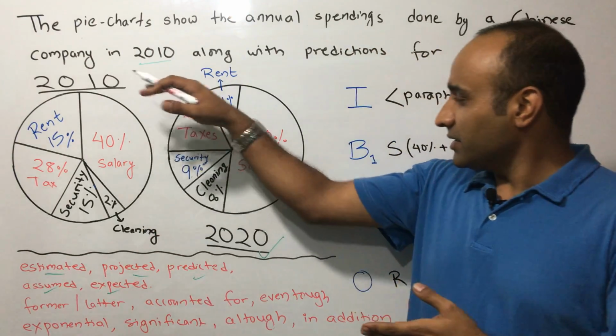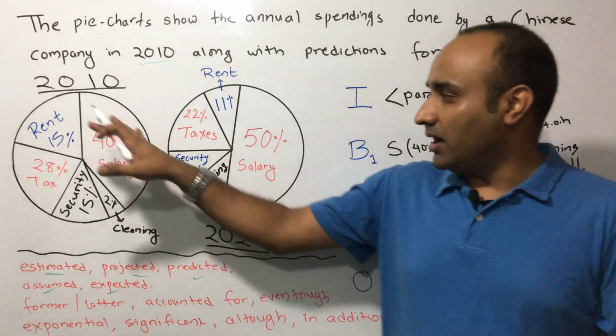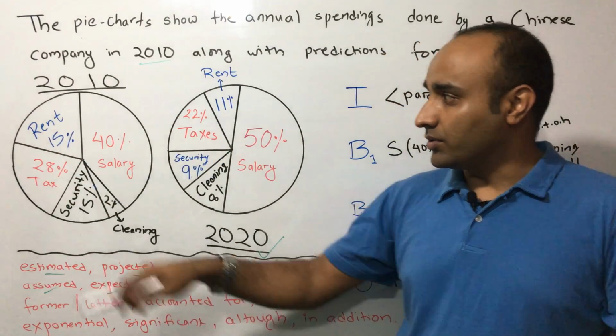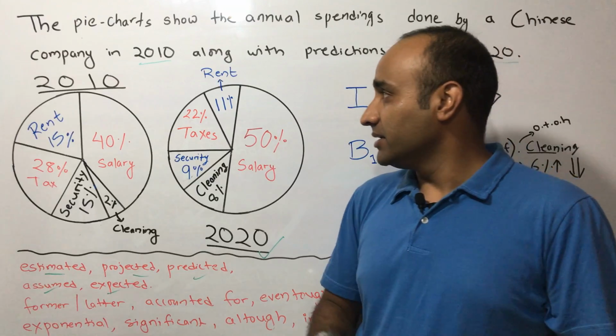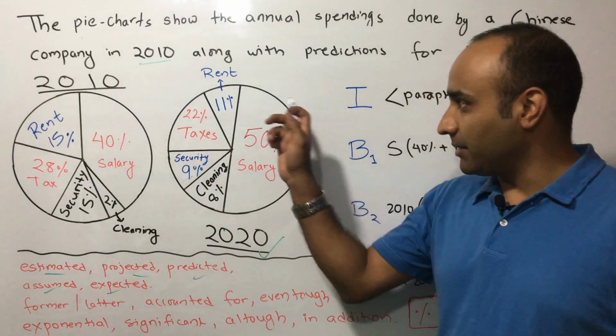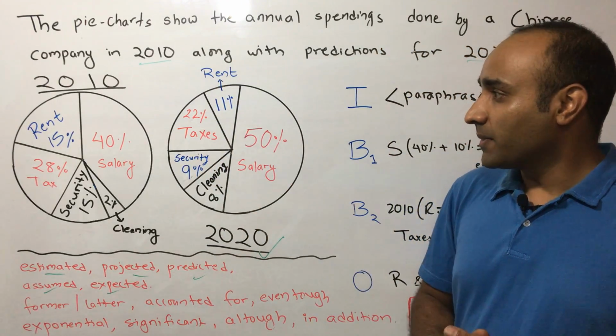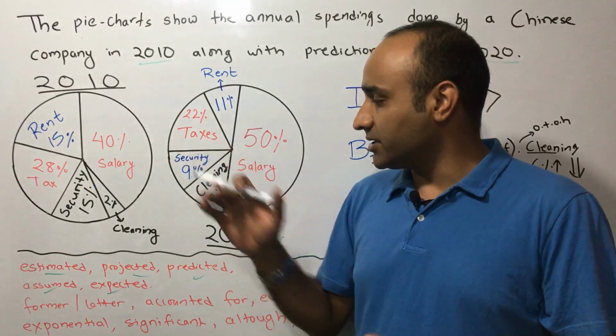So the second thing I want you to look at are the figures given to us. So rent, tax, security, cleaning, salary. So here again, the same elements have been mentioned. Obviously, the values have changed a bit.